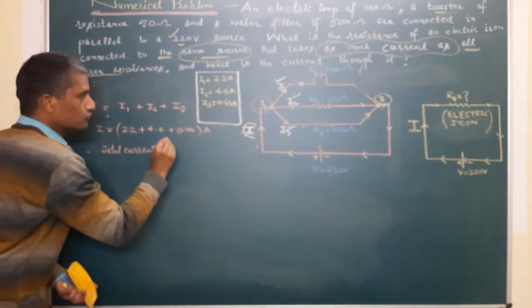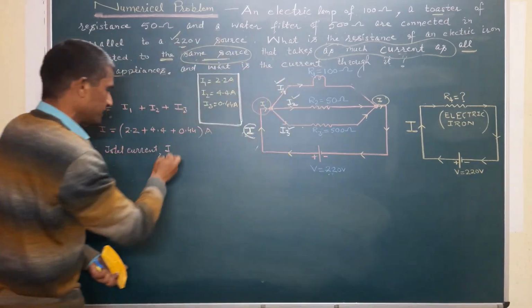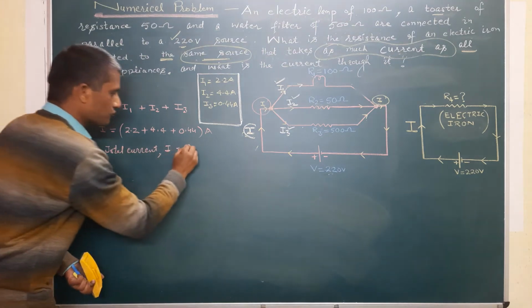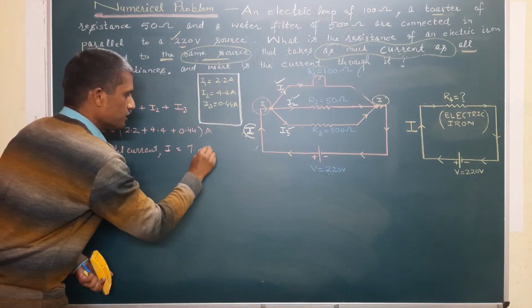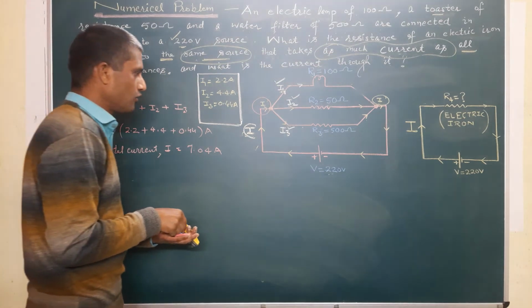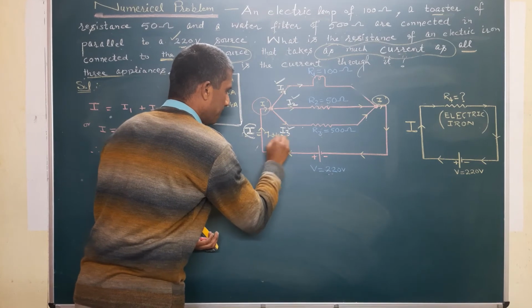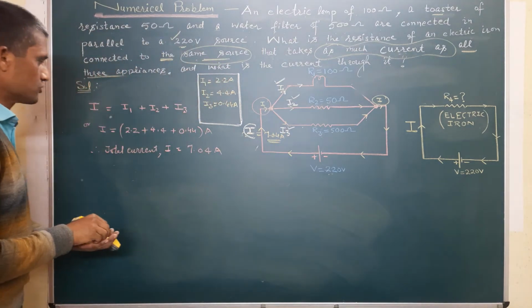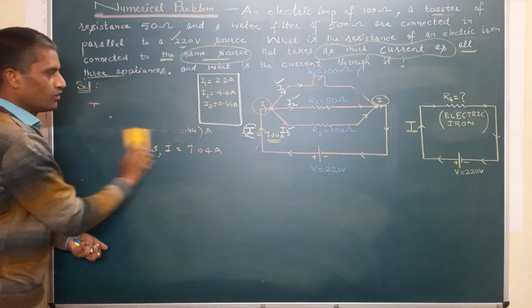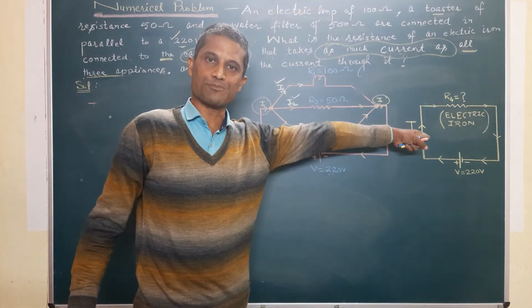Therefore the total current flowing through the combination of these three resistors, I, comes out to be 7.04 ampere. So we have got the I current, and it is 7.04 ampere. Once we have got I, we will proceed to the next problem.